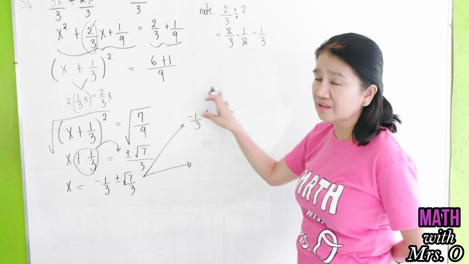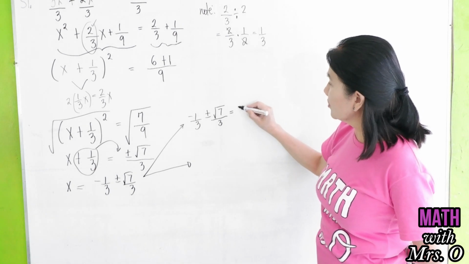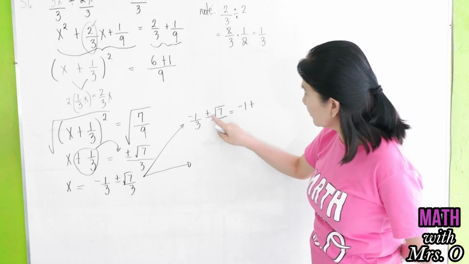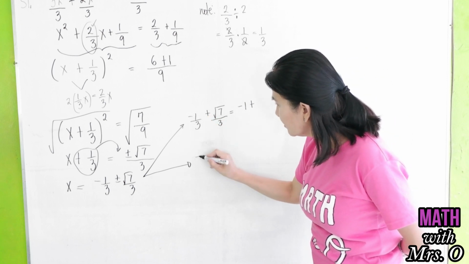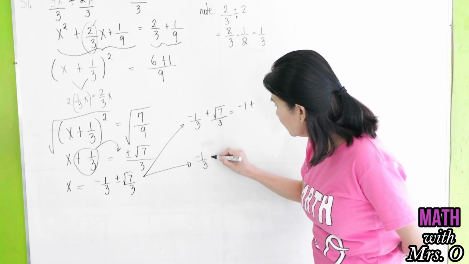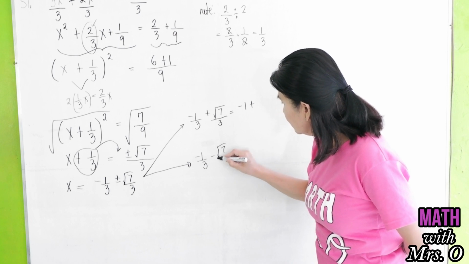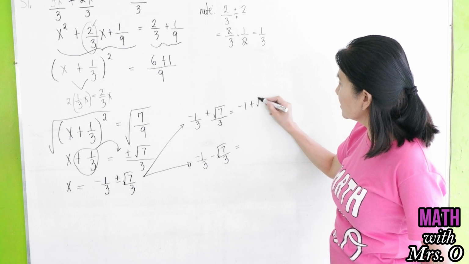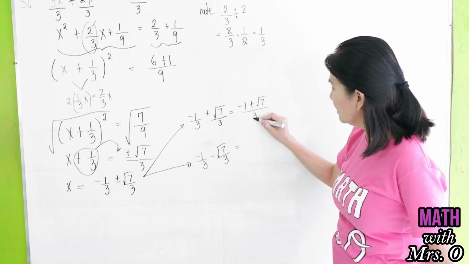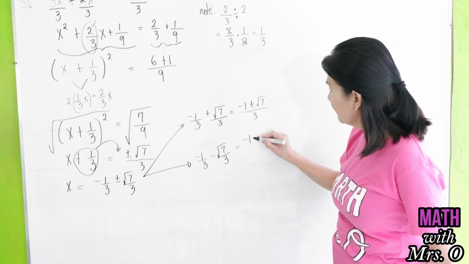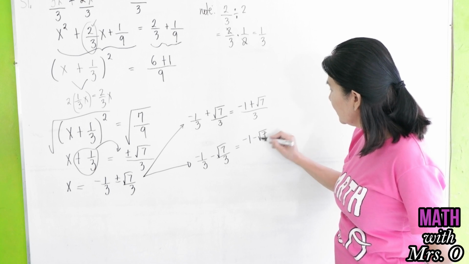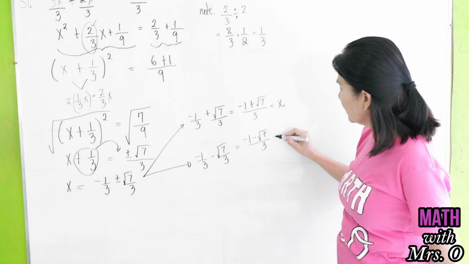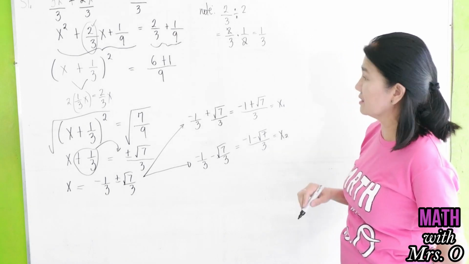Or you can rewrite it as one term. So this is negative 1 plus, and then the minus will be here, just to let you see. Negative 1 plus the square root of 7 over 3, and this is negative 1 minus the square root of 7 over 3. This is your first value of x, and this is the second value of x.